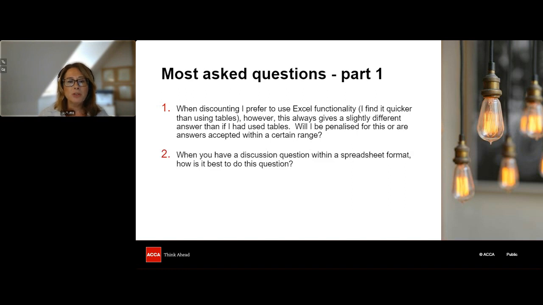When you have a discussion question within a spreadsheet format, how is it best to do this question? Yeah, I was surprised myself that they ask you to comment in the spreadsheet, because obviously the spreadsheet's difficult to write in. But what you must do, if you have, say, 3 sentences to write, you must put a different sentence on each line. Please don't write it all within the one cell, because it then just starts going all the way across the sheet, and it's very hard for the marker to mark that.